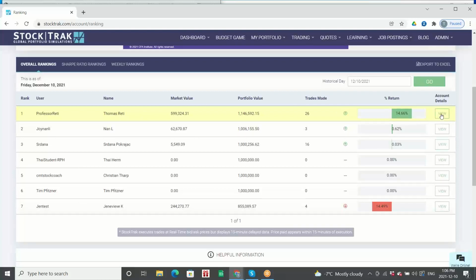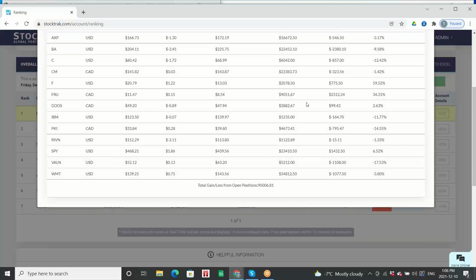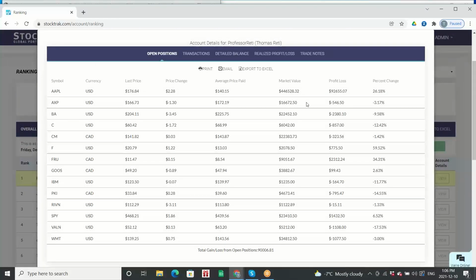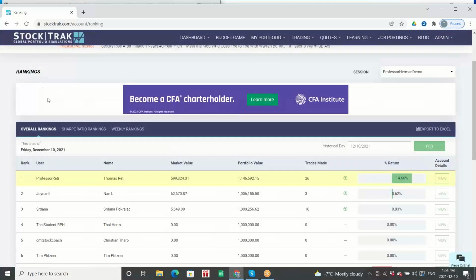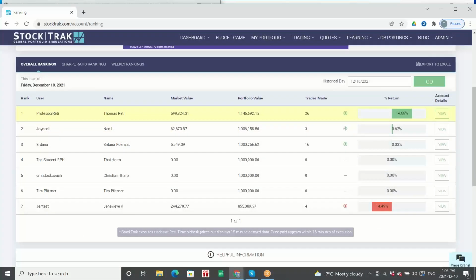As a professor, without having to go to the admin panel and select reports for a much deeper dive, you can also see what your students are holding from this view by using the view button. It tells you what the student is holding, the transactions, the detailed account balance, realized profit and loss, and trade notes, if you want to take a real quick peek at a particular student account. The students will just see themselves ranked against each other. They won't have this additional account view button right here.